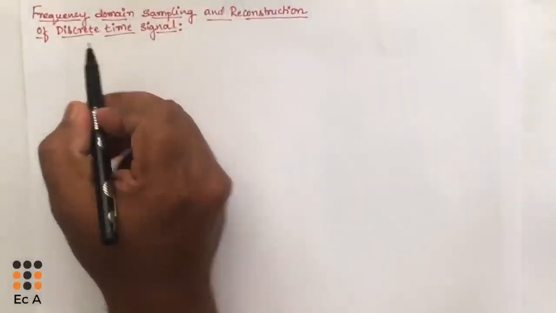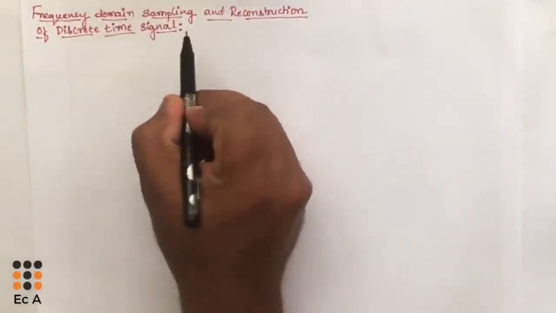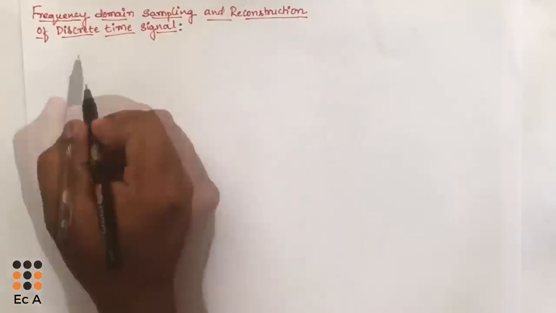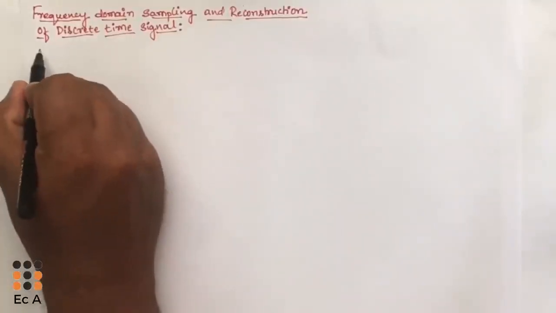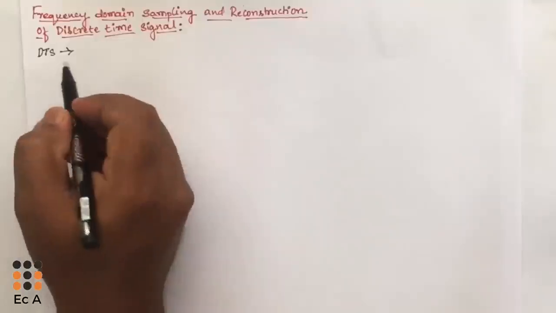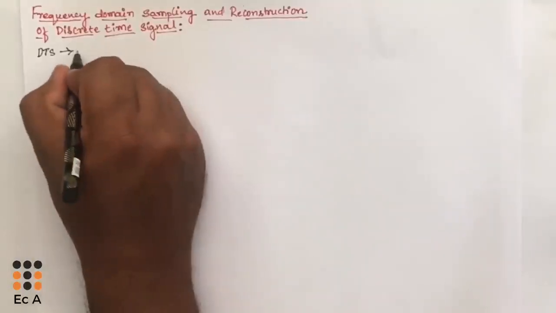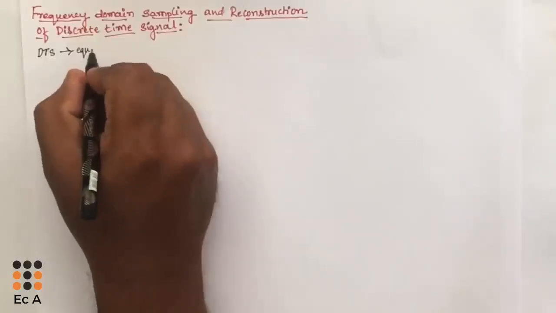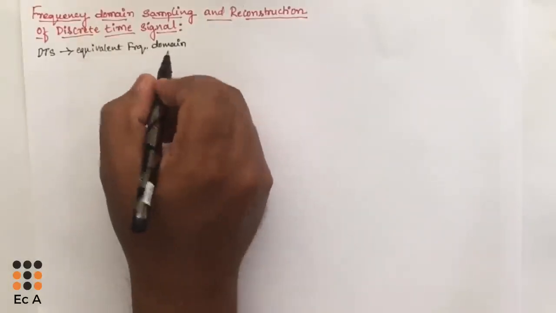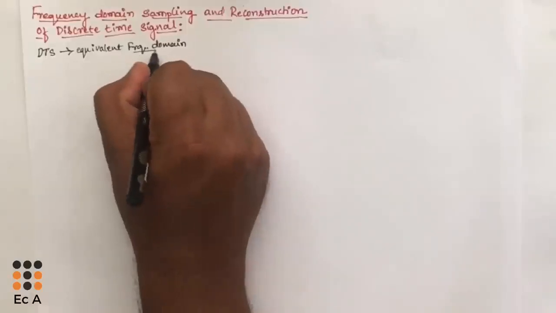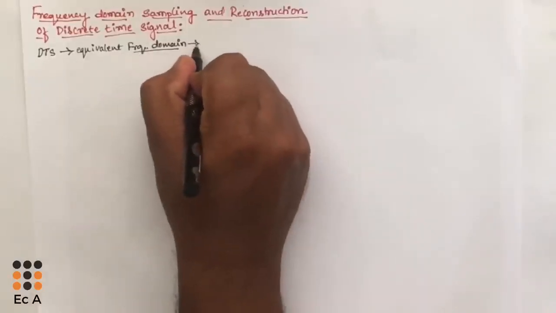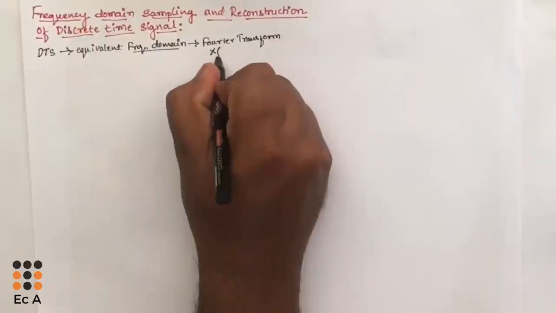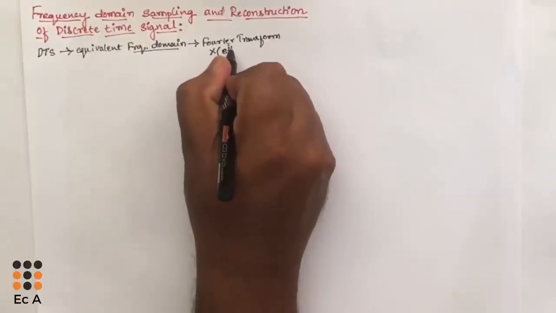In this lecture, let us understand frequency domain sampling and reconstruction of discrete time signal. To analyze a discrete time signal, this discrete time signal should be converted into equivalent frequency domain representation. This equivalent frequency domain representation is known as Fourier transform, which is represented as X of e to the power of j omega.